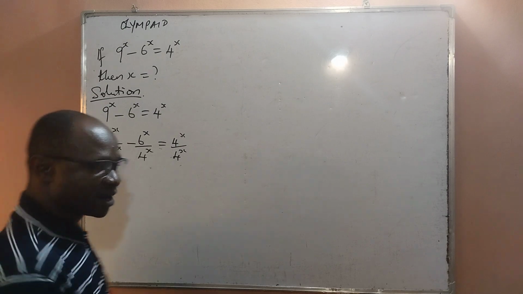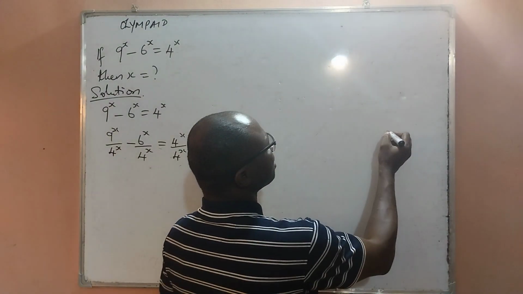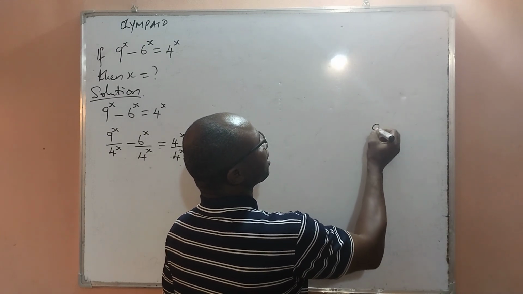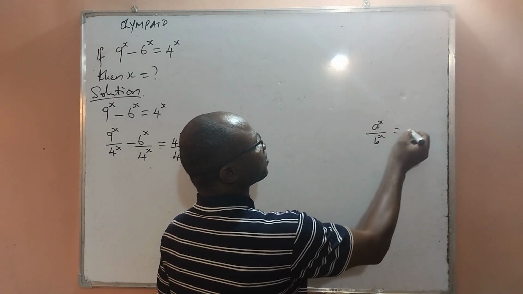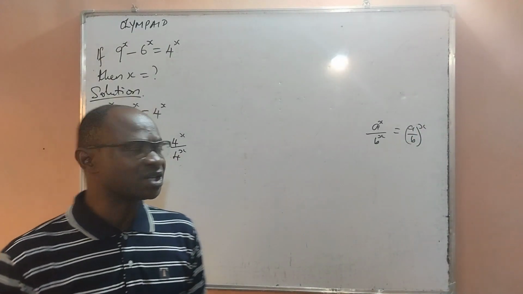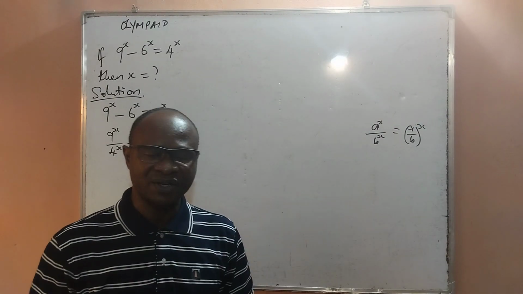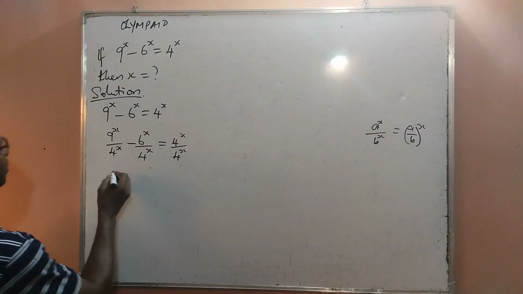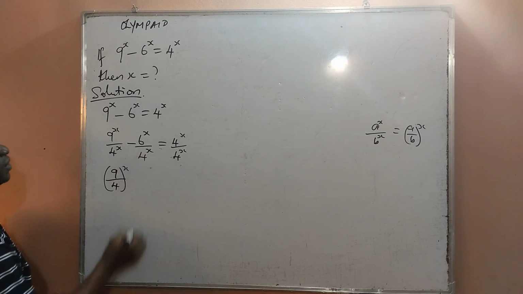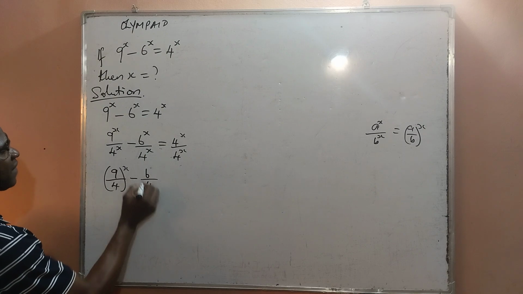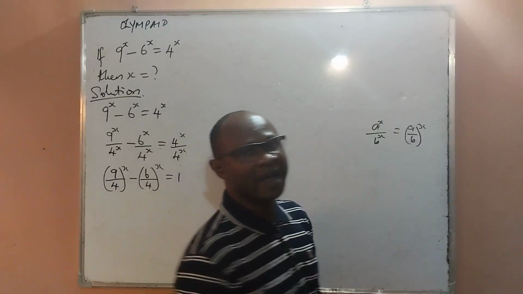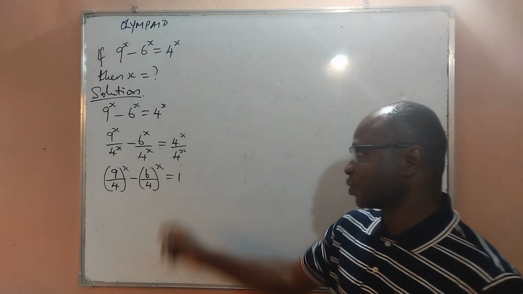Now, you can agree with me according to the law of indices that a raised to power x all over b raised to power x is equal to a all over b, all to the power of x. If the numerator is to the power of x and the denominator is to the power of x, you can use one common power for them, meaning I can write it as 9 divided by 4, then to the power of x, minus 6 divided by 4 to the power of x, is equal to 1. That is, 4 raised to power x divided by 4 raised to power x will give me 1.